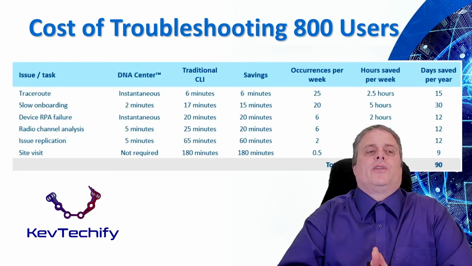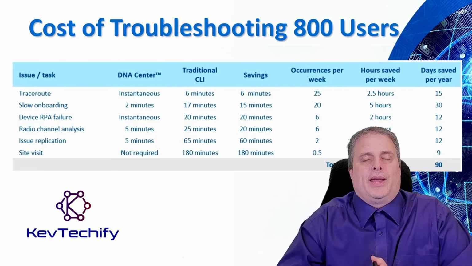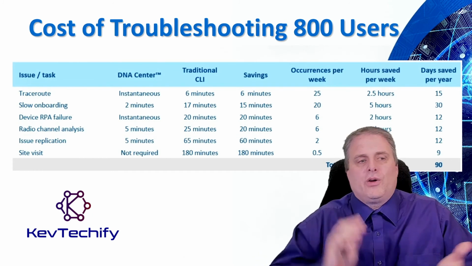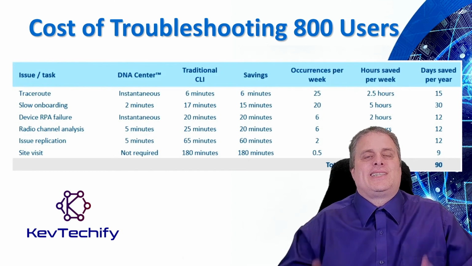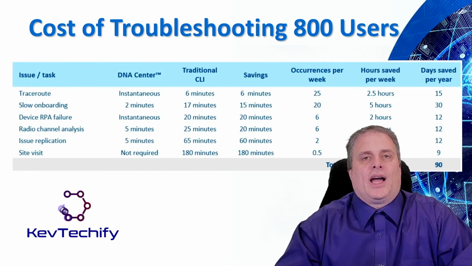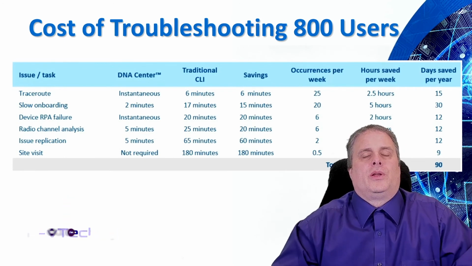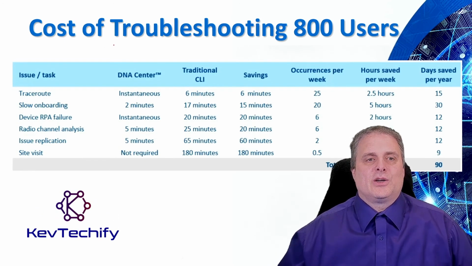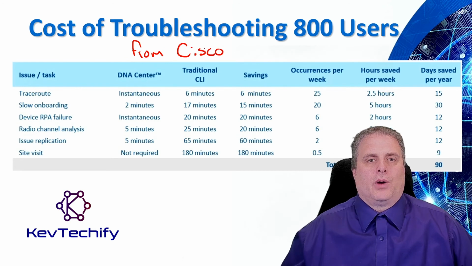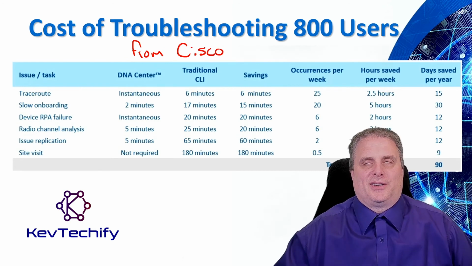There's going to be people out there that say, I know how to use my command line. I know how to troubleshoot. I know how to use traceroute. I know how to use ping. I know how to look at my configurations and see what's going on and be able to troubleshoot from the CLI. First, before I get into this, this is Cisco's numbers. This is from Cisco, this chart. I want to throw that disclaimer out there.